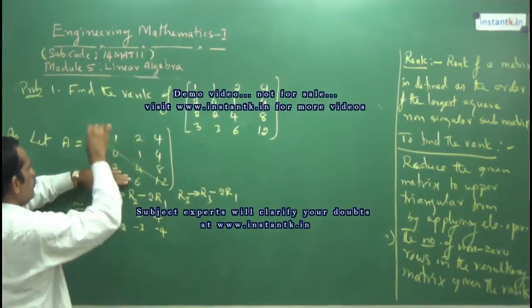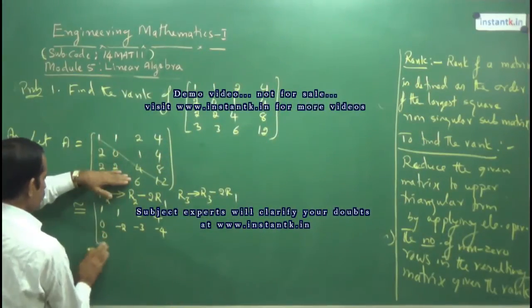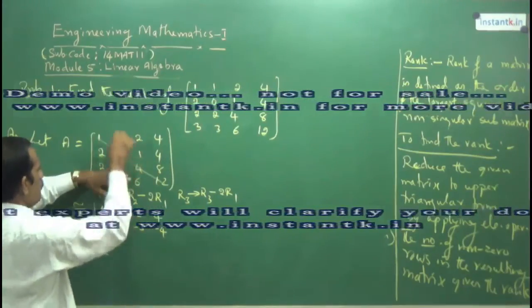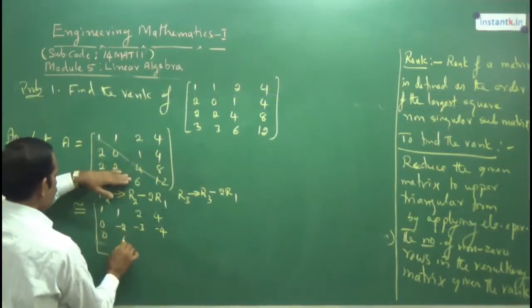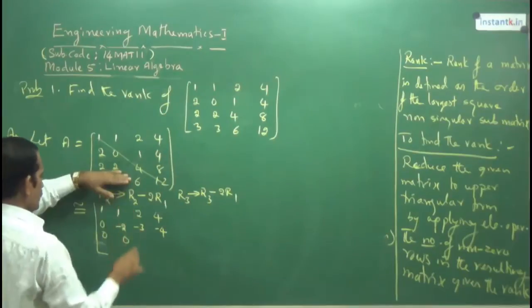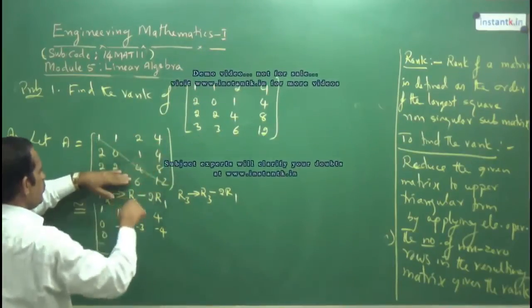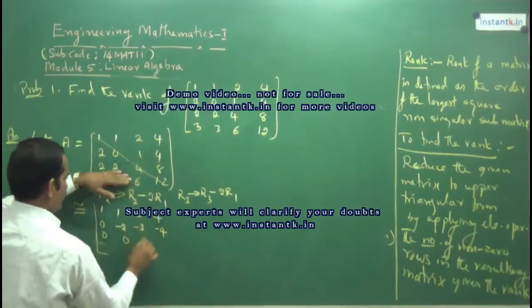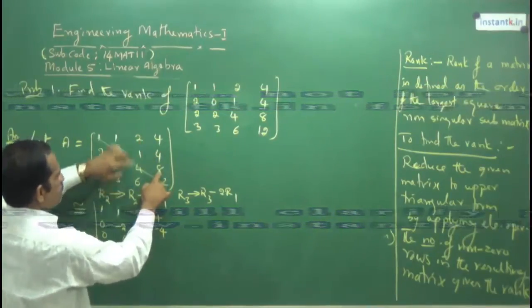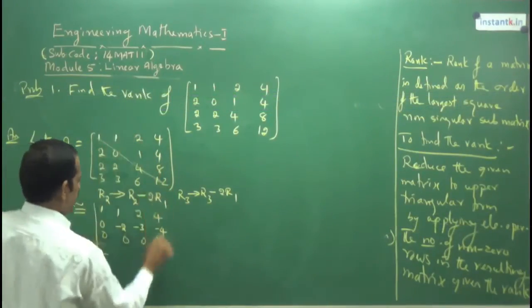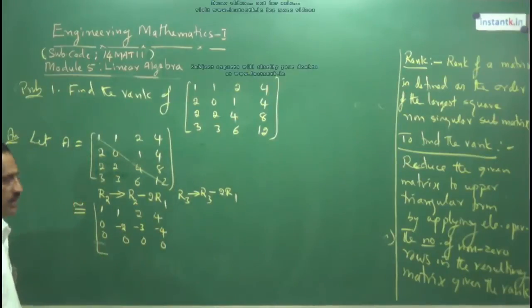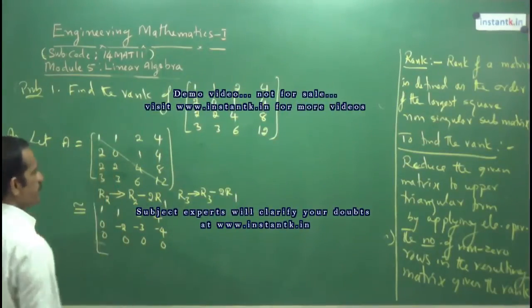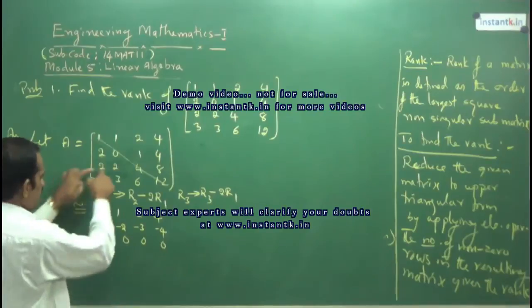So what you get? 2 minus 2 is also 0. And here 2 minus 2 is also 0 because it is multiplied by 2 throughout. Then 4, it is multiplied by 2. 4 minus 2 into 4, that is 0. Here 8, it is multiplied by 2. 8 minus 8, this also 0 I got. That is the operation for this row to make it 0.